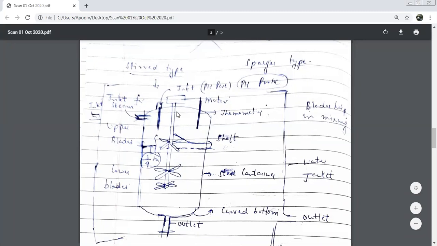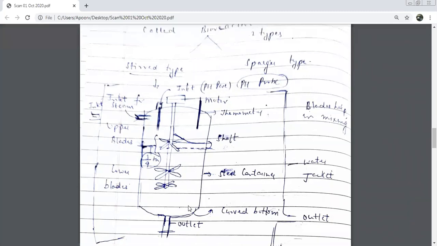Shaft. We have two pairs of blades. These are known as which blades? Upper blades. And these two are known as, see over here, it's written, lower blades. This outer container is made up of what material? Steel. Yes, it's a steel container. What about the base of this? Curved base. Yes, it has to be curved. I told you that day also, be very careful.